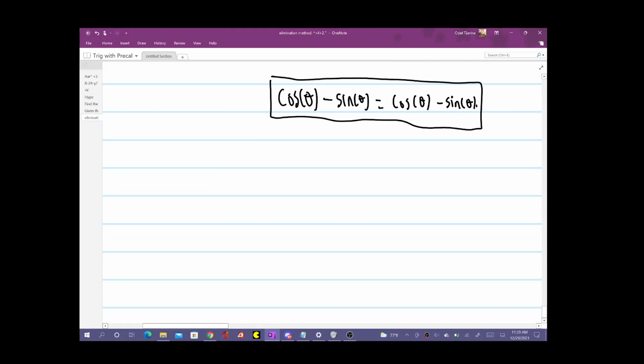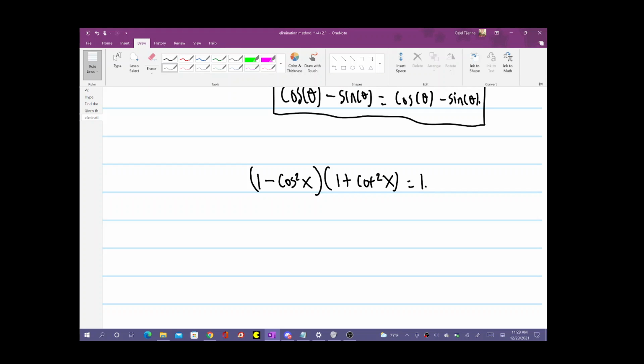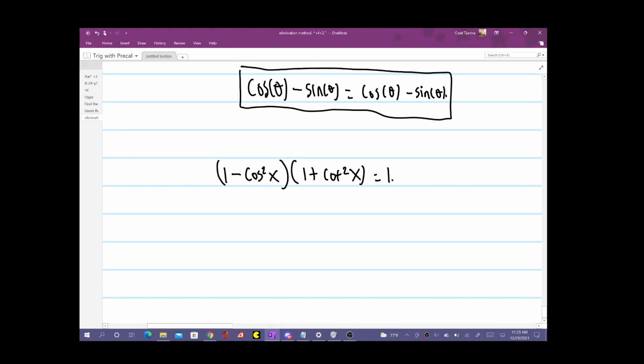Let's do 1 minus cosine squared of x times 1 plus cotangent squared x equals 1. So the first thing that I'm gonna do is I'm gonna try to make 1 minus cosine squared x. So let's try to do this.